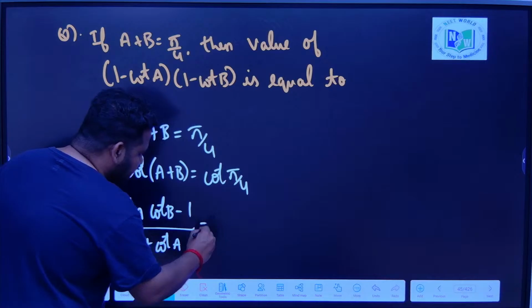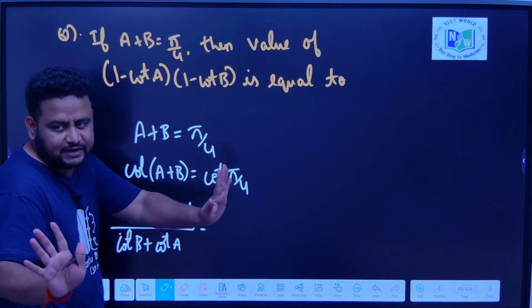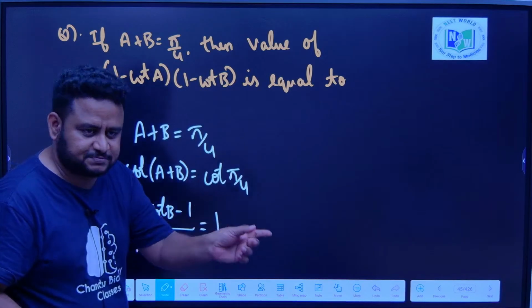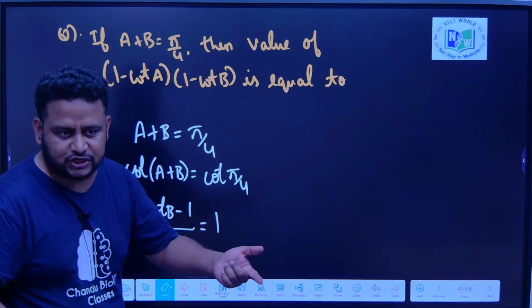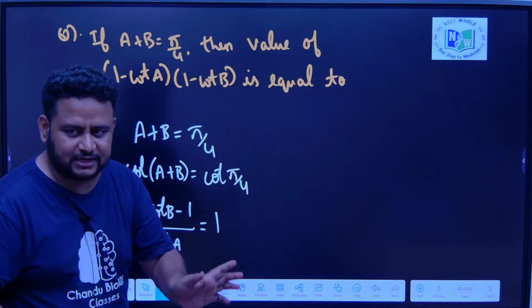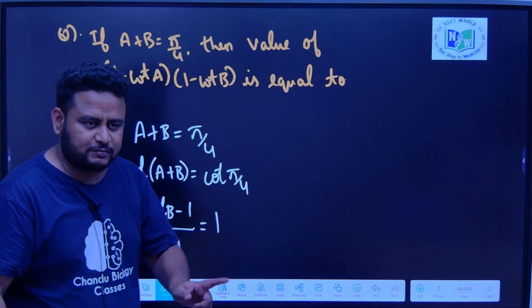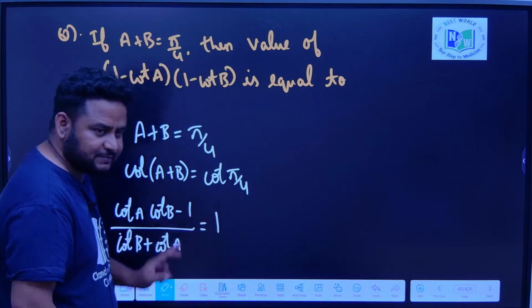Now this will be equal to what? Cot pi by 4 is nothing but equal to 1, correct? Because cot pi by 4 is cos pi by 4 by sin pi by 4, the quotient relation. Tan is equal to sin by cos, cot is equal to cos by sin. So 1 by root 2 by 1 by root 2 is nothing but equal to 1. So this became equal to 1.